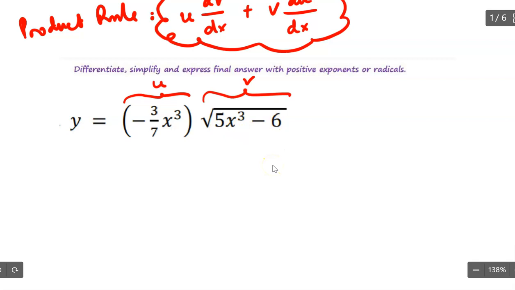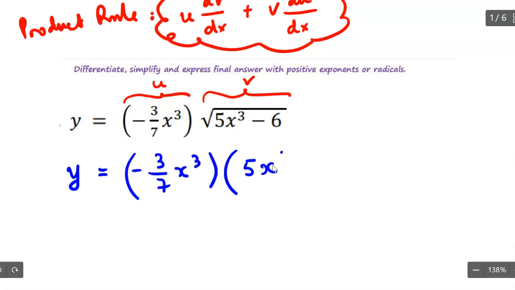Before I differentiate this question, I need to write this expression using an exponent. So I'm going to write it as y equals negative 3 over 7 x to the exponent 3, and I am going to multiply this with 5x to the exponent 3 minus 6, all of it raised to the exponent a half. So this is the very basic concept first. You need to raise this to the exponent in order to differentiate.